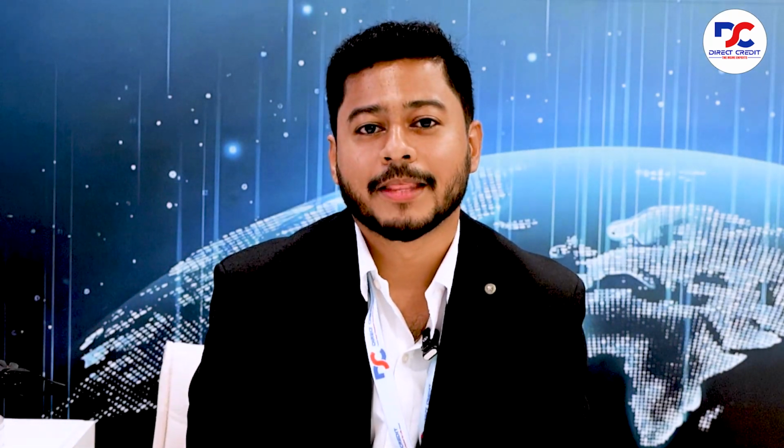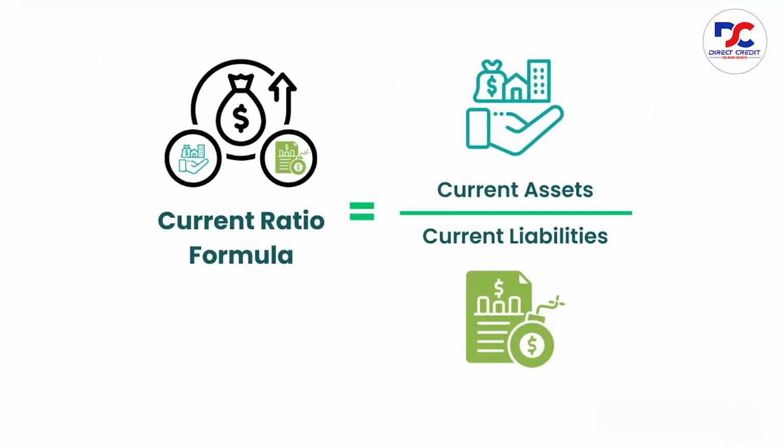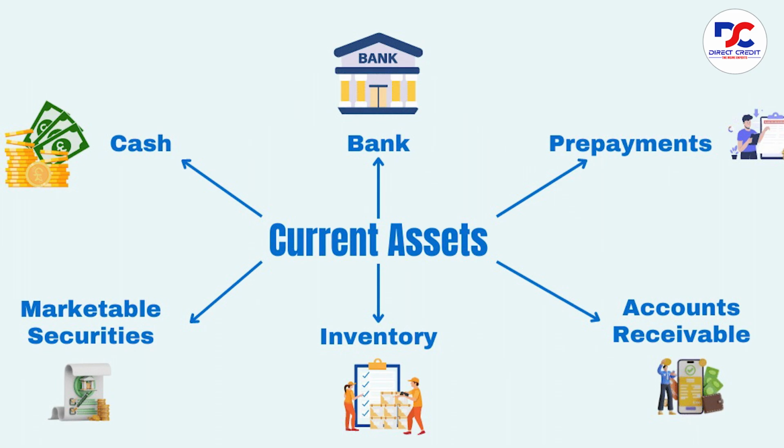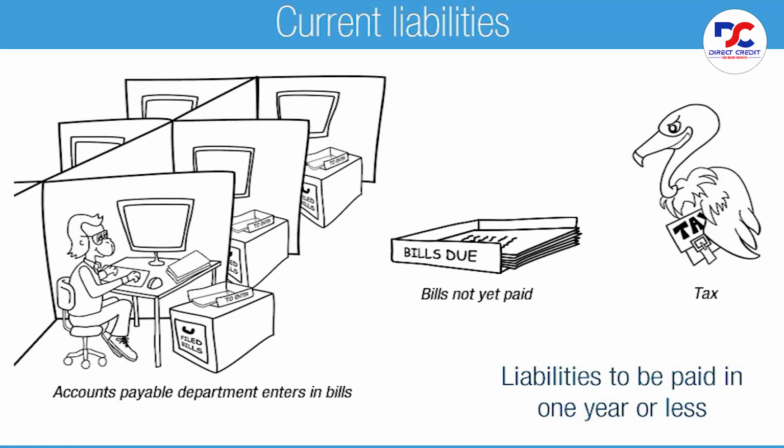The formula to calculate current ratio is current assets by current liabilities. Current assets include things like receivables, inventory, cash in hand, and bank balance. On the other side, current liabilities include things like short-term supplier dues, short-term loans, etc.